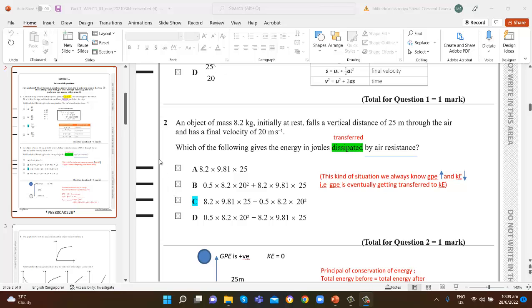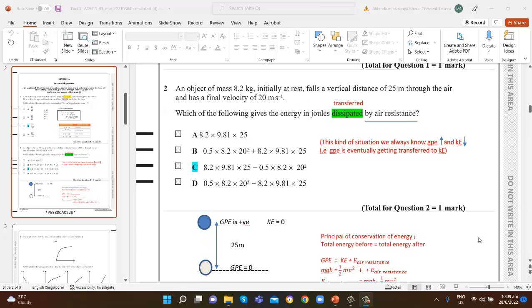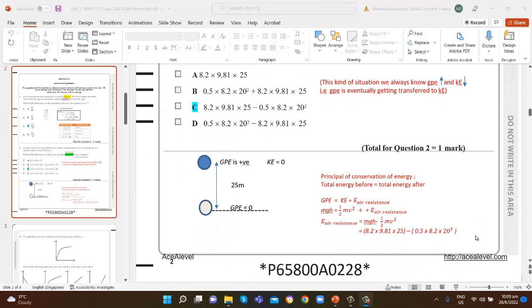For question 2, C is the answer. I hope question 2 is clear for you. And shall we move on to question number 3?